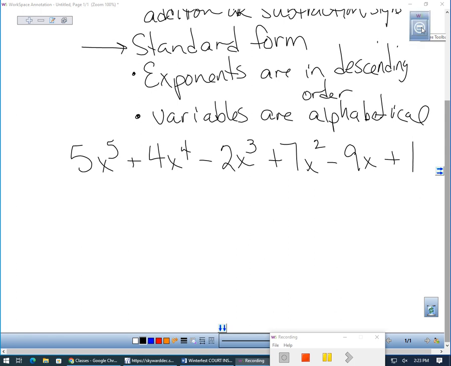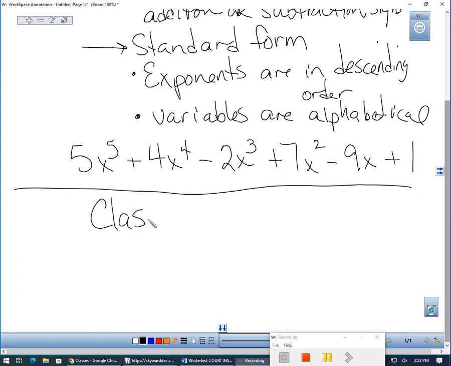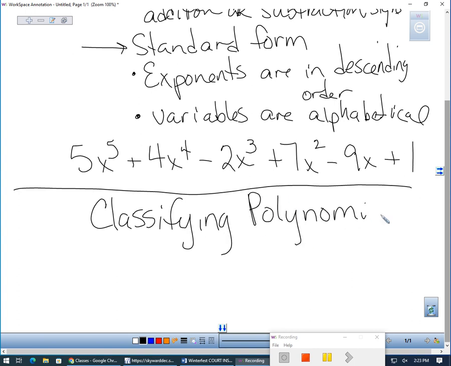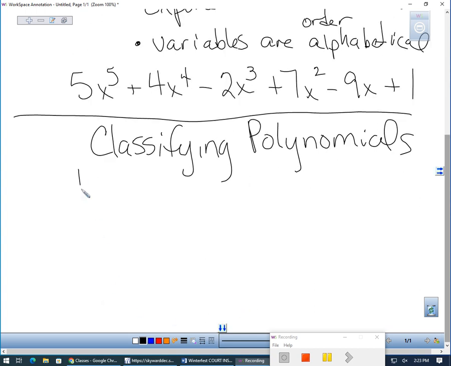All right, so the first thing we're going to start with is these polynomials can be classified. So we're going to talk about classifying polynomials. When we classify polynomials, they follow two things. One, we classify it by degree, and the second is its number of terms.